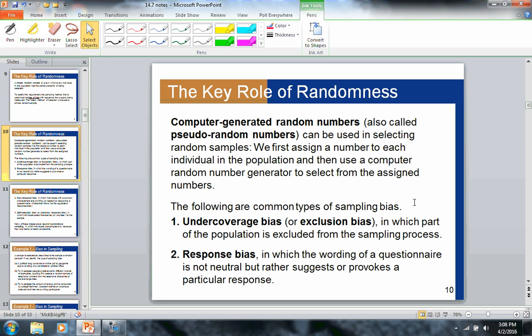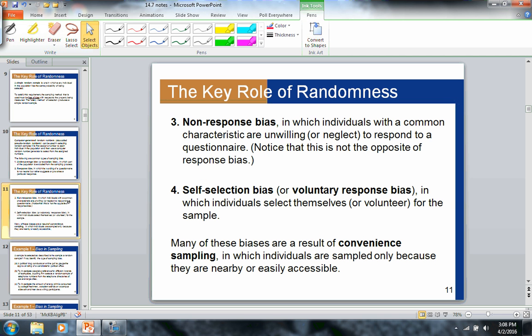A neutral way would say, do you think we should raise more money for the library? And then you could simply answer yes or no. Okay, so we don't want bias when we're trying to get a certain response from someone.